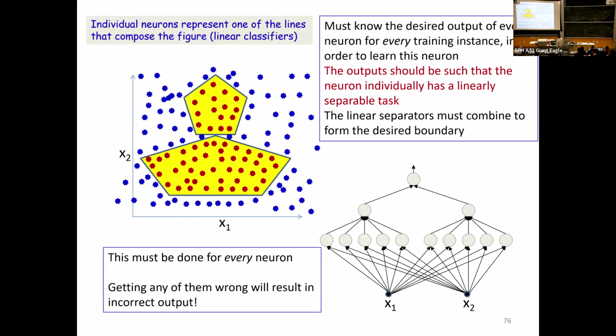And so for even this very simple double pentagon problem, we must know the desired output of every neuron for every training instance, basically how to label them. And we have to do this such that when you combine them all, the overall decision boundary is the double pentagon. This is a combinatorial optimization problem. And if you make a mistake on just one training instance when you relabel, your entire classifier is going to be junk.